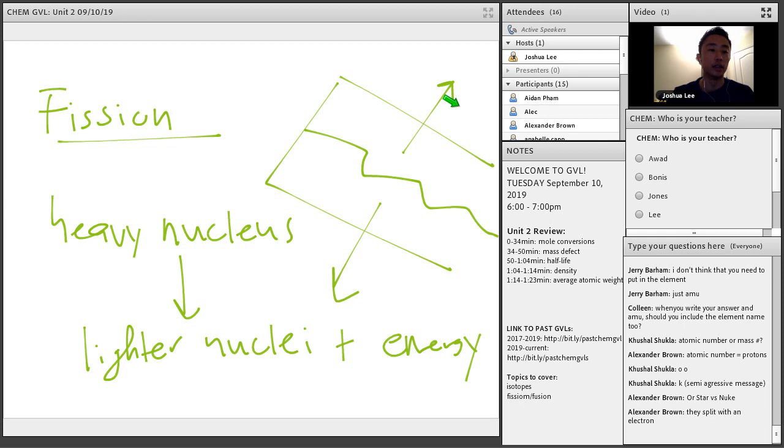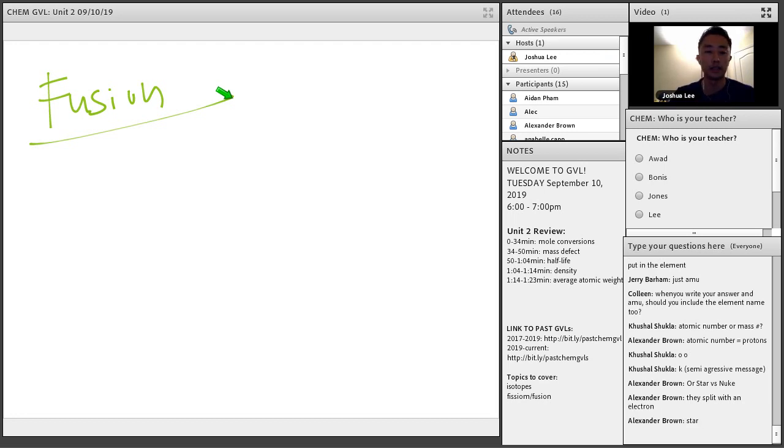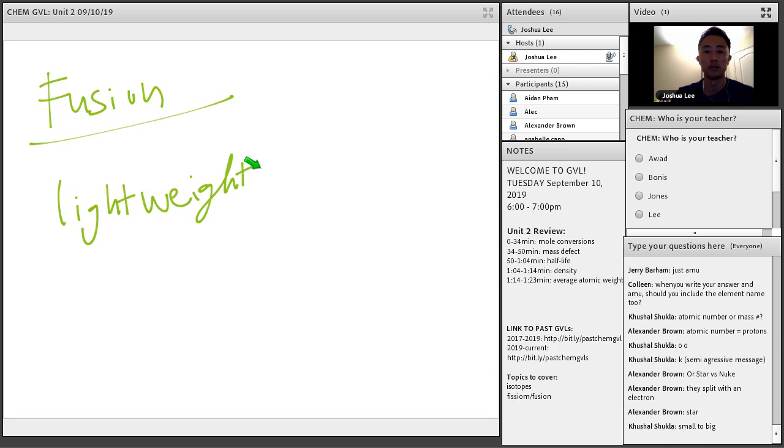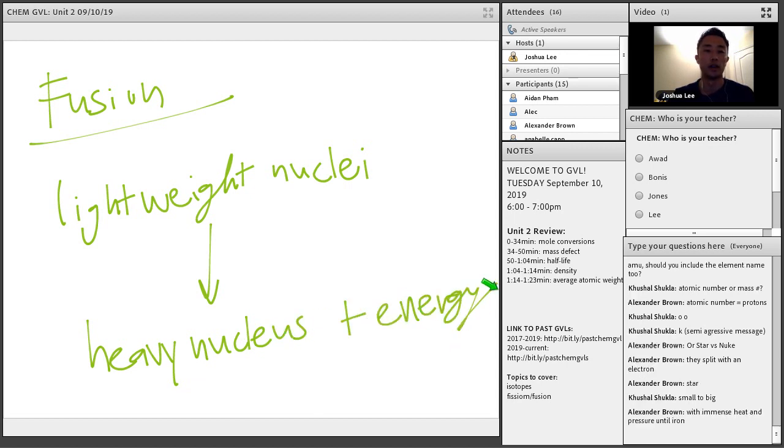Whereas fusion, this is like if you ever heard of fusion food, you're putting two cultures' foods together to create a fusion. This is where lightweight nuclei ram into each other, they combine together to make a heavyweight nucleus plus some energy. This is the one that occurs in stars and stuff.